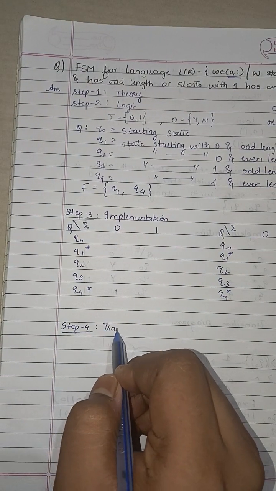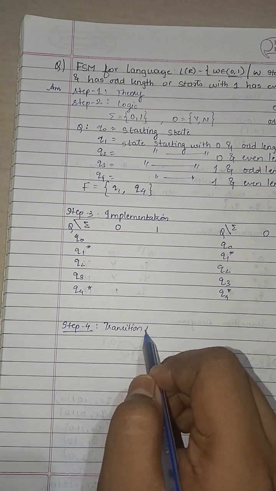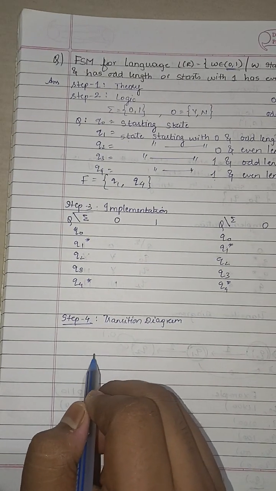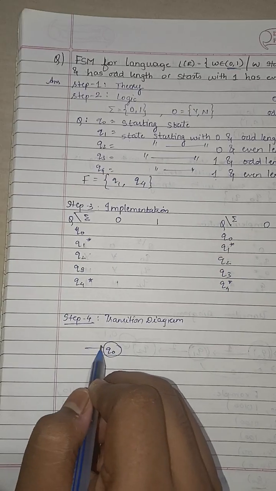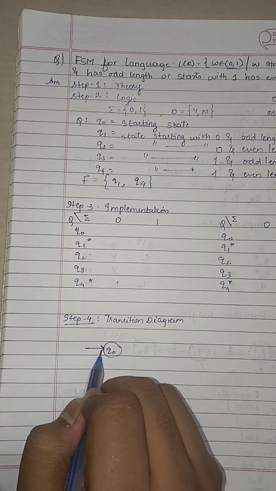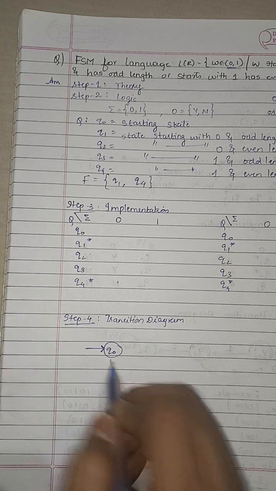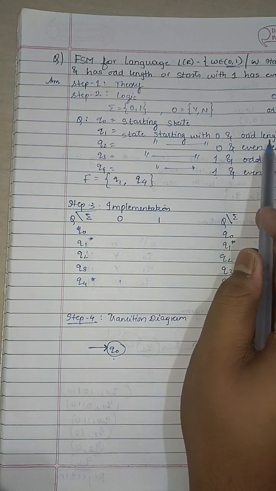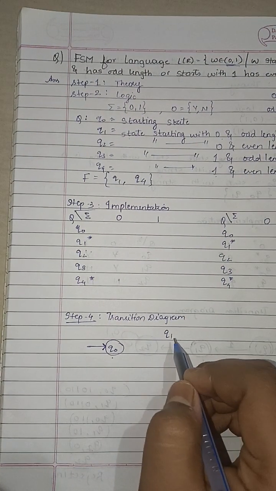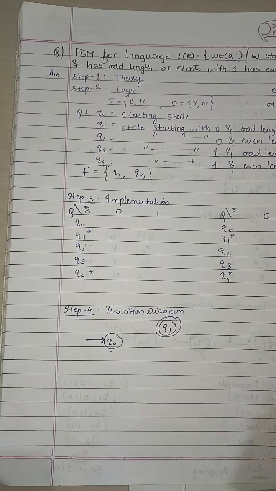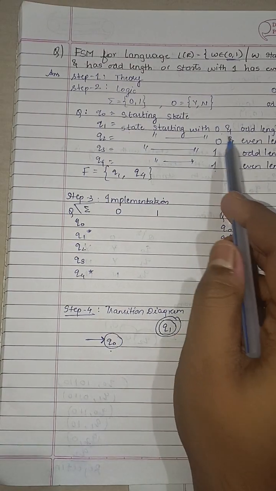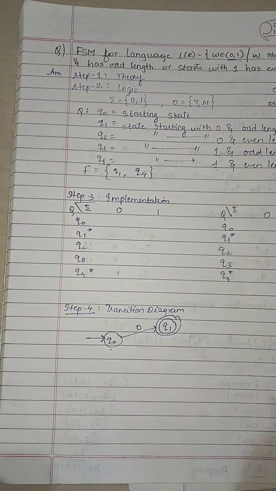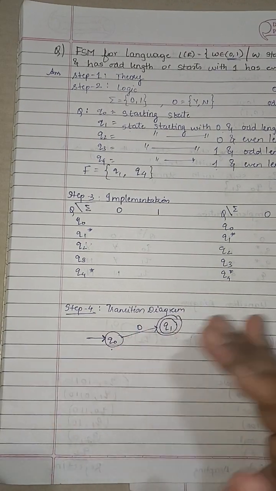Step 4, transition diagram. Our starting state is Q0. This arrow must be shown, only then it indicates a starting state. Now see, Q1 is the state starting with 0 and having odd length, so if I write Q1 here, I have to draw a double circle. It must start with 0, meaning if the first symbol is 0, I pass it to this state, changing the state from Q0 to Q1.